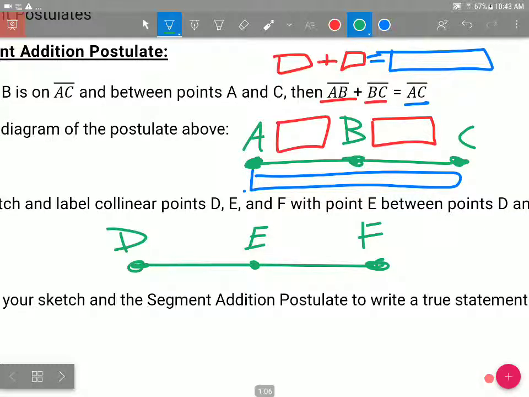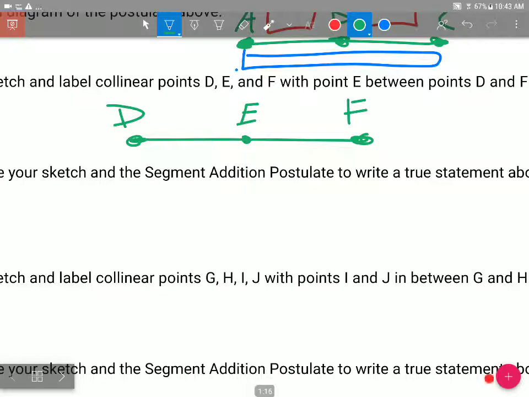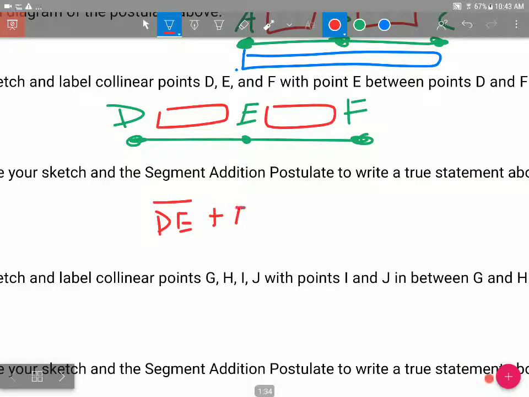Cool. Then it says use your sketch and the segment addition postulate to write a true statement about D to F. Well, again, if I take one of the segments and add it to the other segment, I get the whole thing. So that means D to E, that section right there, plus what? E to F, this section right here, will equal D to F. The entire thing put together.